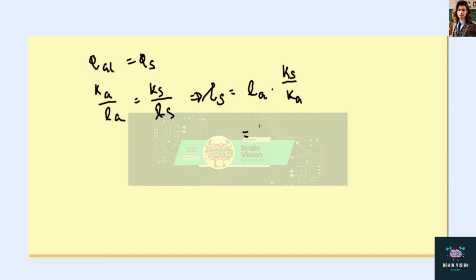Putting the numbers in, the length of the aluminum is 0.035 meter times the ratio of the K values: for steel it is 14 and for aluminum it is 240. So that comes out to be 2 times 10 to the negative 3 meter.